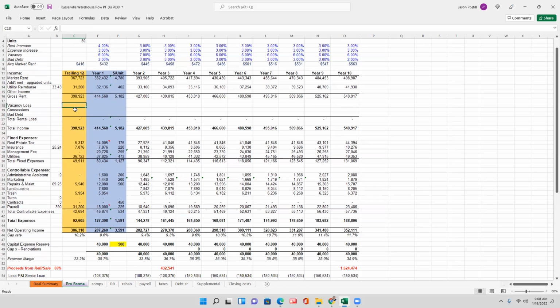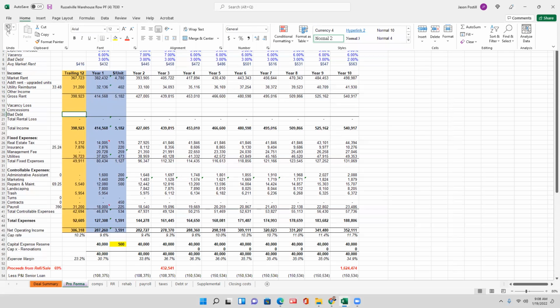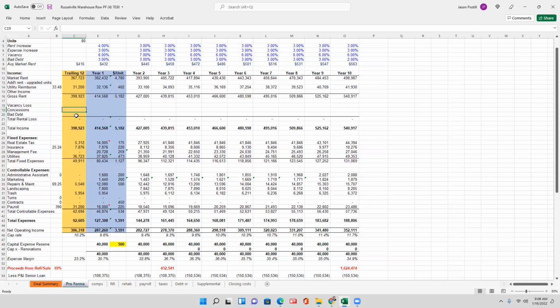He didn't have any vacancy loss, concessions, bad debt, right? So this is standard for a seller, he just did not say he has anything. So now his taxes, he had 5,312. I did check these are accurate for his year, but they will be reassessed.